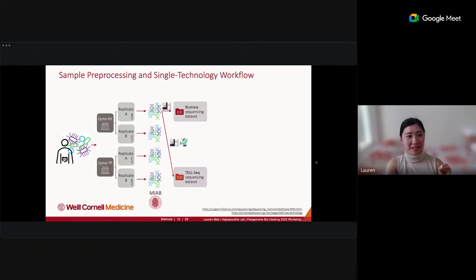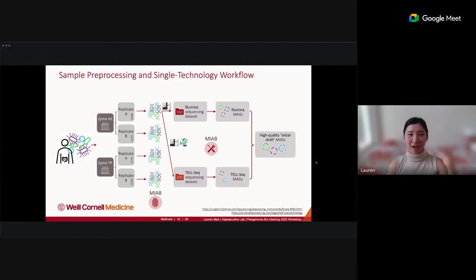And then from each of these sequencing data sets, for each of these replicates, for each of these DNA extraction methods, I will try my best to reconstruct MAGs using them. And then these will function as input for merging into high quality initial draft MAGs. So these are the first pass guesses that I've come up with using metagenomics reconstruction methods.